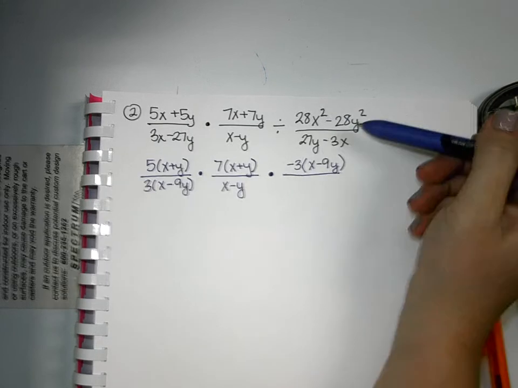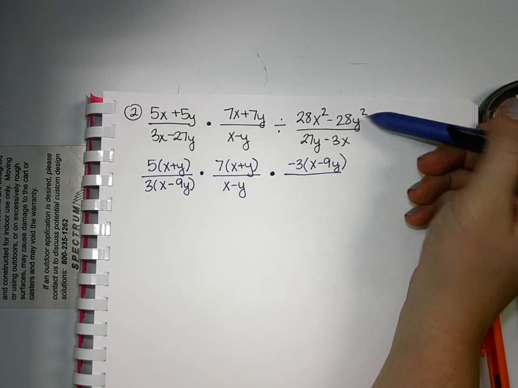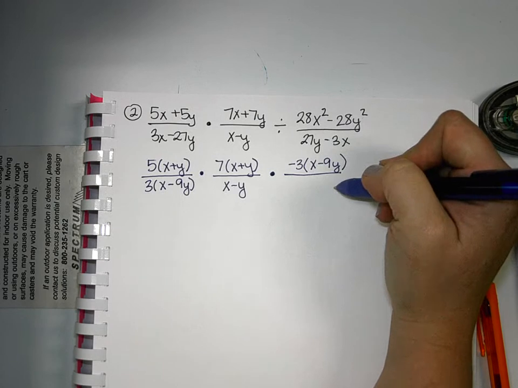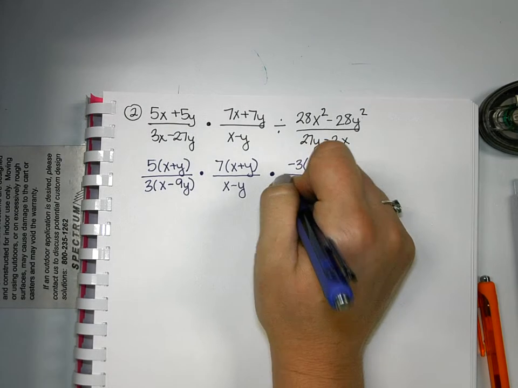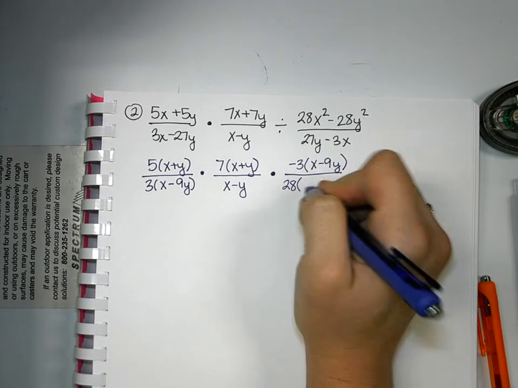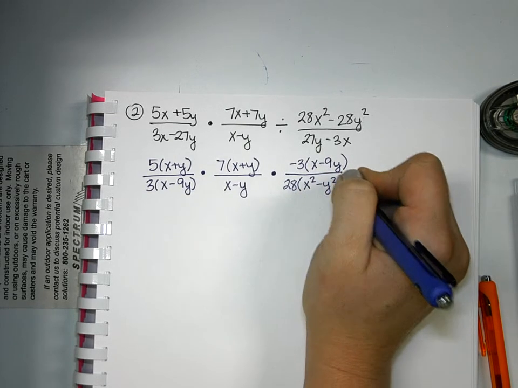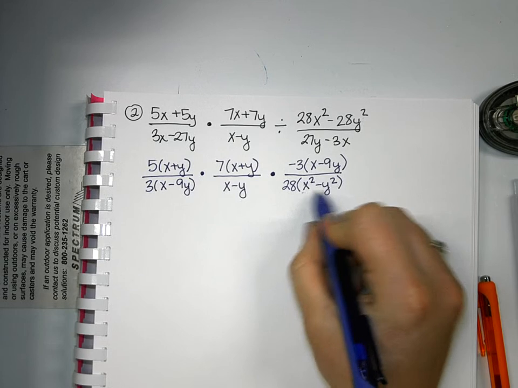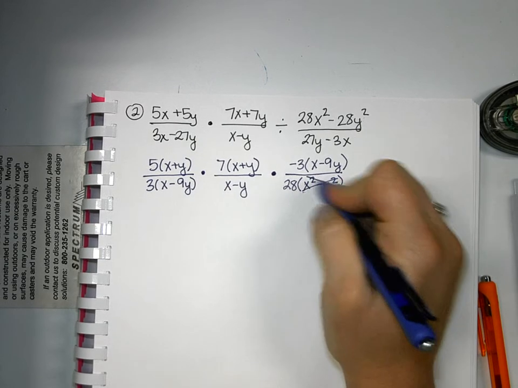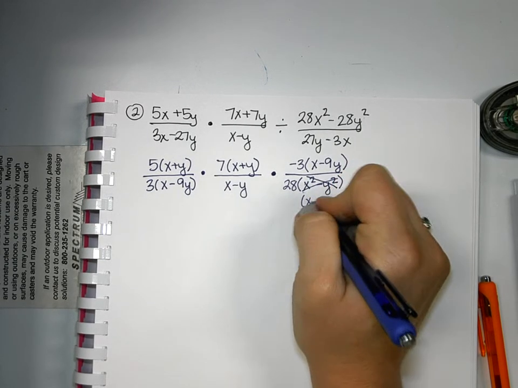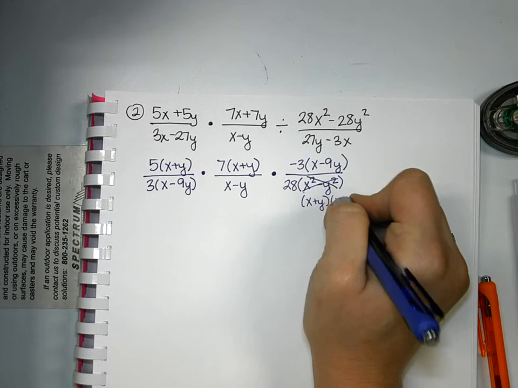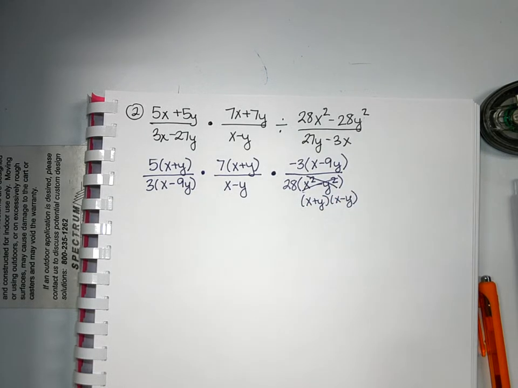So then for my numerator, which now is my denominator, I can take out the GCF of 28, and I have x squared minus y squared. And then I notice this is a difference of squares, so I'm going to instead write x plus y, x minus y, so that I have it fully factored. Once you have it fully factored, now we get to reduce.